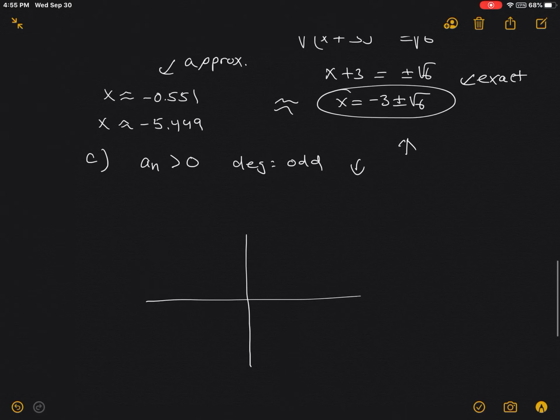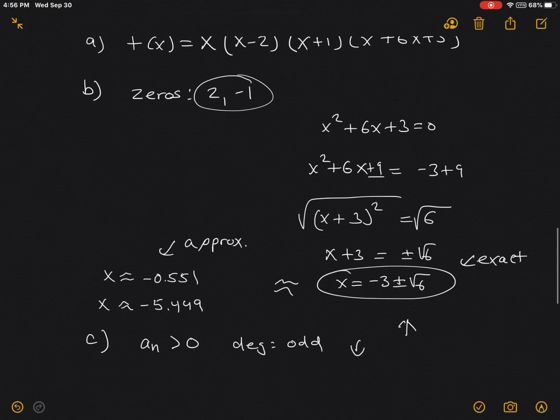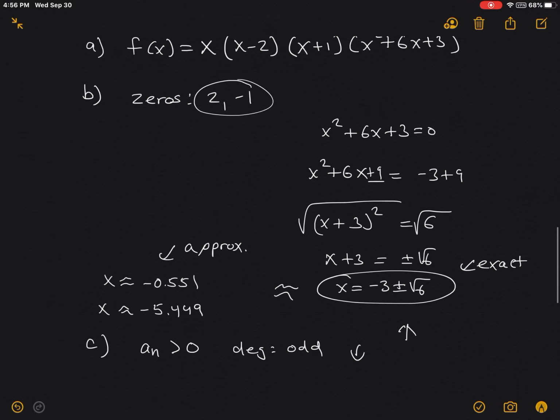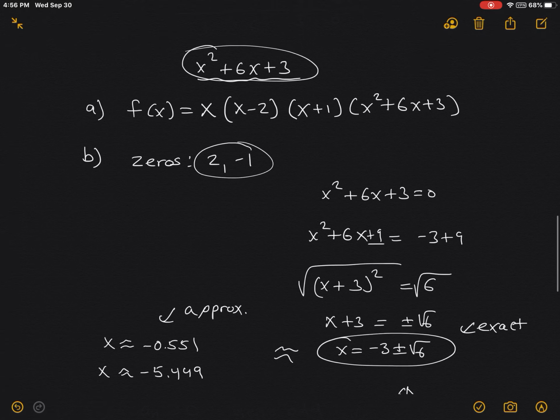So, quick sketch. We have a 0 right here. You can write negative 3 minus root 6, or you can write negative 5.449. Doesn't matter which one you choose. There's a 0, and then we have a 0 at negative 1. We have a 0 at negative 0.551. We have a 0 at 0. And we have a 0 at positive 2. All right. So we said fall on the left, rise on the right.